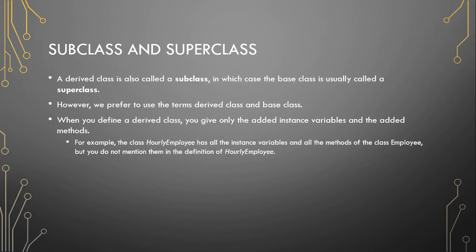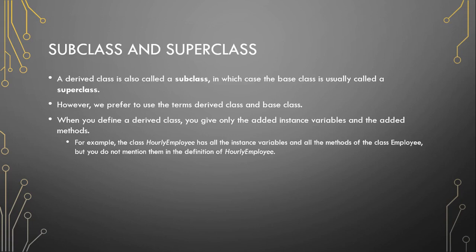Now, when you define a derived class, you give only the added instance variables and the added methods. You don't need to copy and paste anything over from the previous class. You're only going to have whatever's new. So if you're really only adding one new method, let's say, then the only thing that's going to show up in that class that you've derived is that new method and whatever corresponding variables will be needed for it. So for example, the hourly employee has all the instance variables and all the methods of class employee, but you do not need to mention them within the definition of hourly employee.